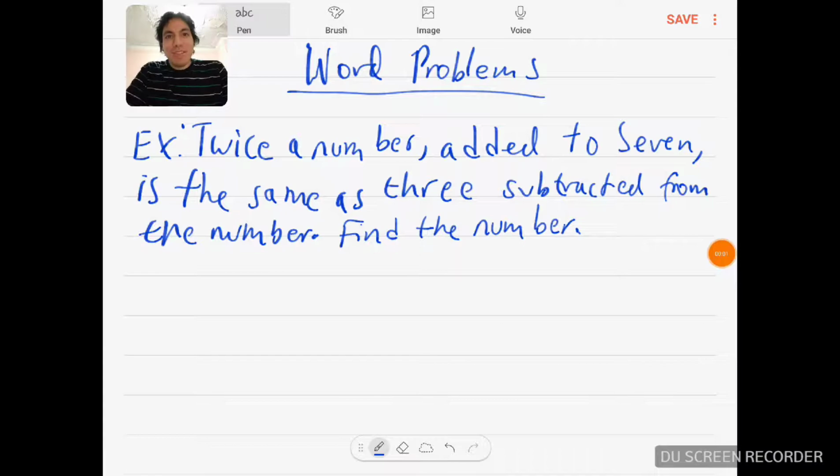Hey class, Absolute 5 here, and today we're talking a little bit more in depth into word problems. With word problems, I feel you need to do four things.